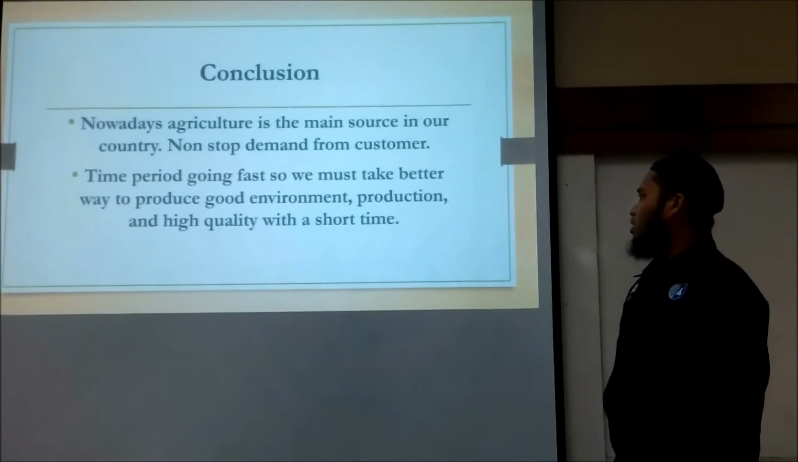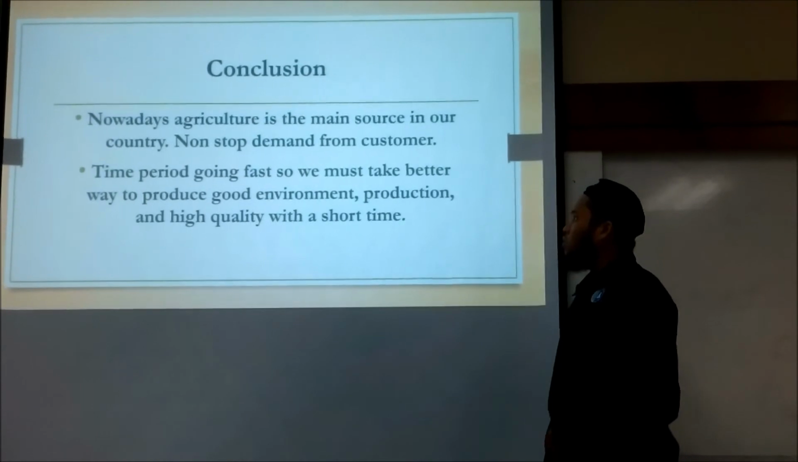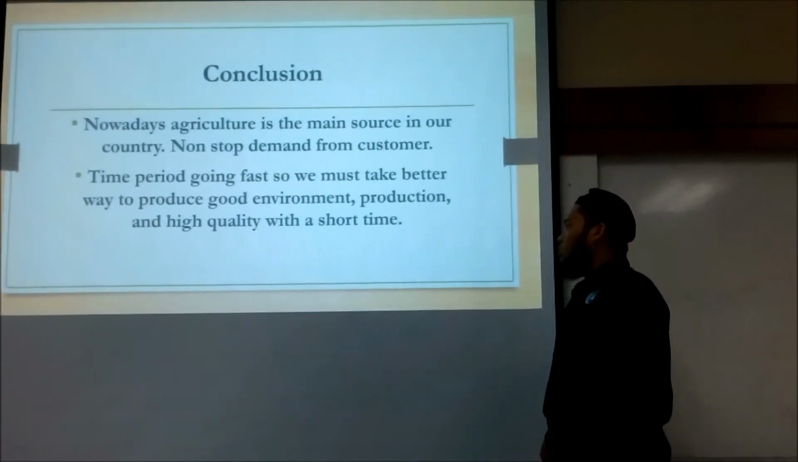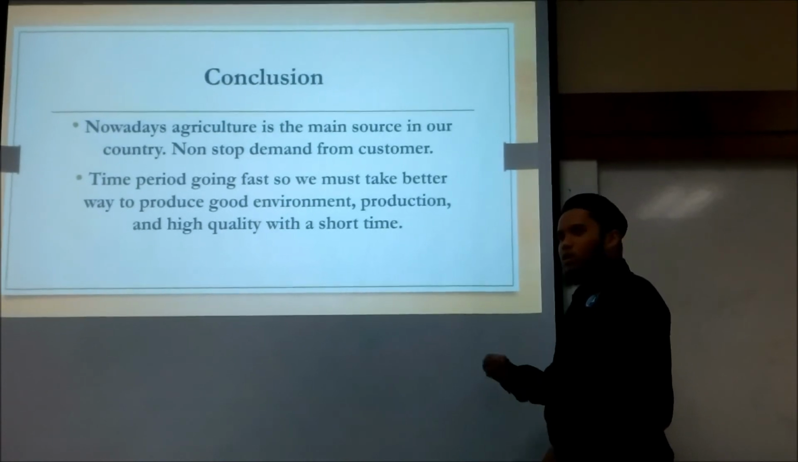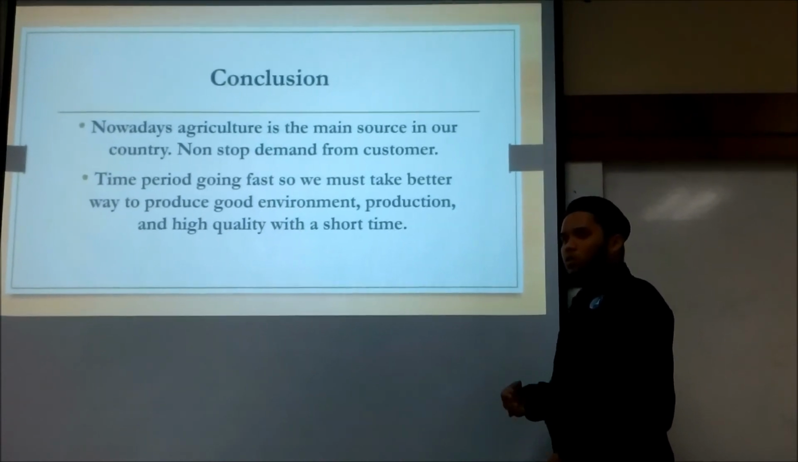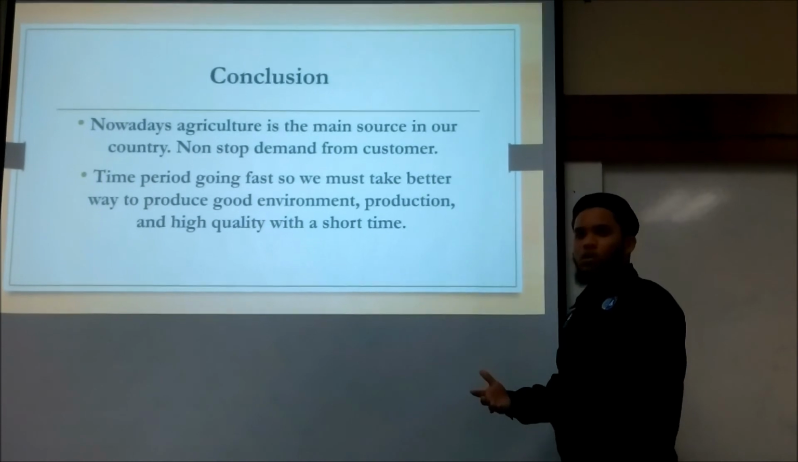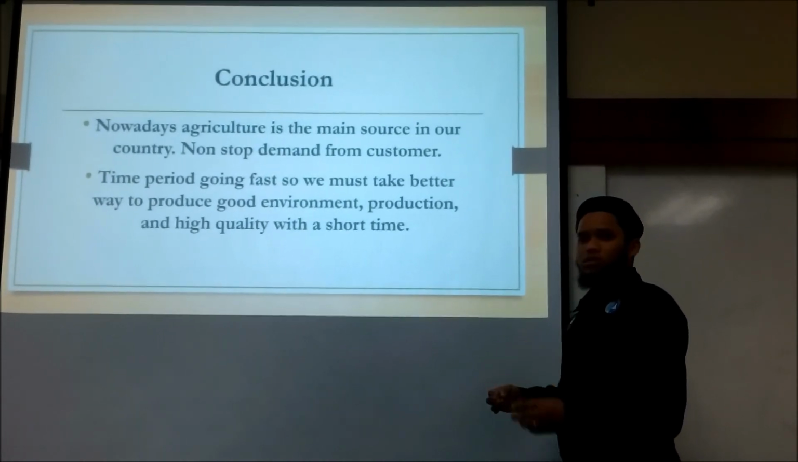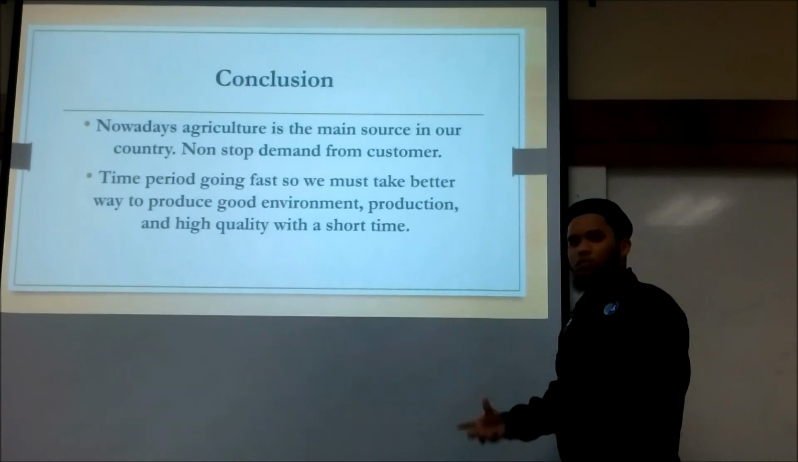Okay, the second is that time is going fast, so we must find a better way to produce a good environment, production and high quality in a short time. We need food every day, so we need to shorten the time to produce food.